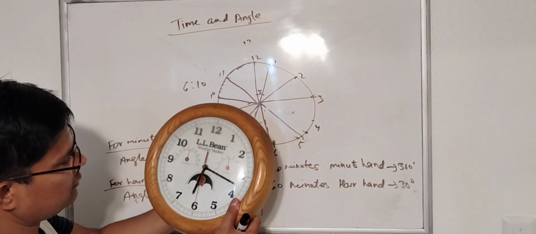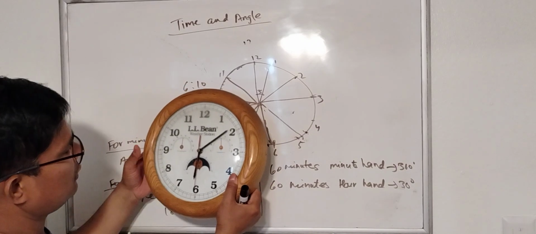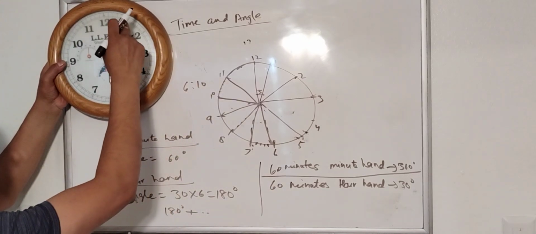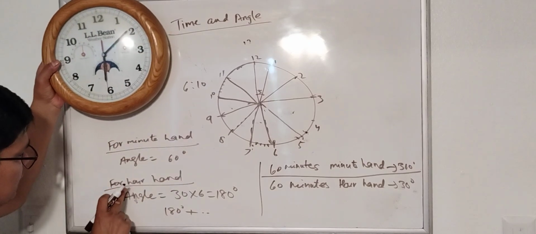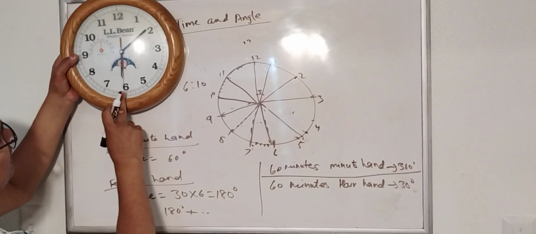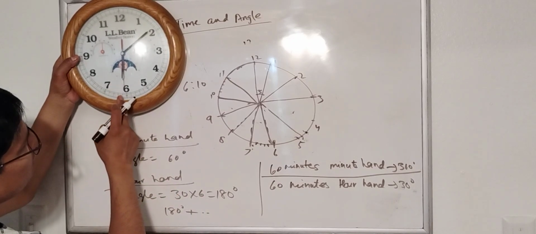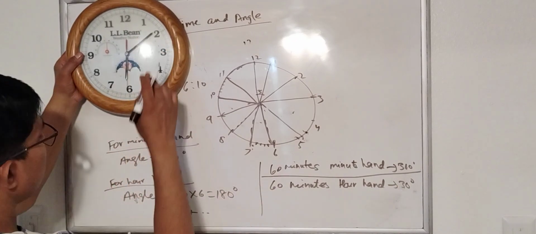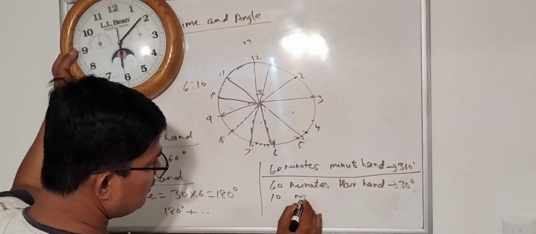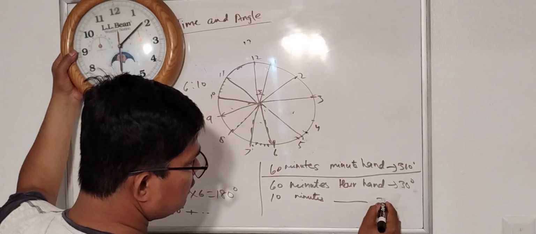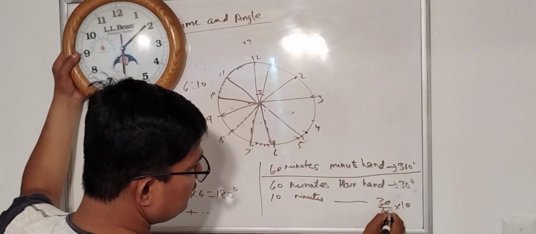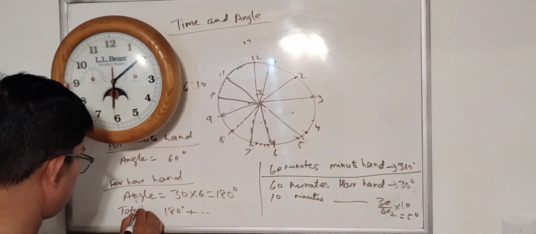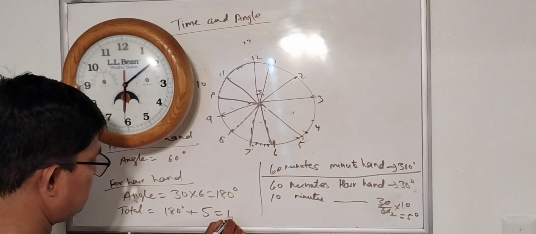So we will use this relationship to find the angle. Let's go back to 6:10. For the minute hand we know it's just 60 degrees because it is at 2, so 30 plus 30, 60. But for the hour hand, we don't know the angle, because we know up to 6 is 180 degrees, but it moved maybe a few degrees further, and that we have to find. So use this relationship: in 60 minutes, the hour hand covers 30 degrees. So in 10 minutes, it will cover 30 divided by 60 times 10, correct? Which is 5 degrees. So the total angle is 180 plus 5, which is 185 degrees.